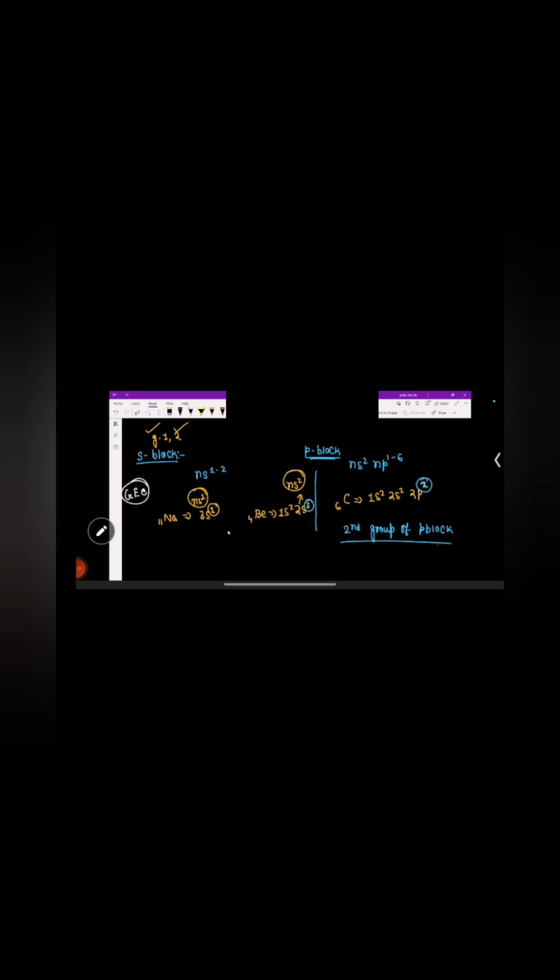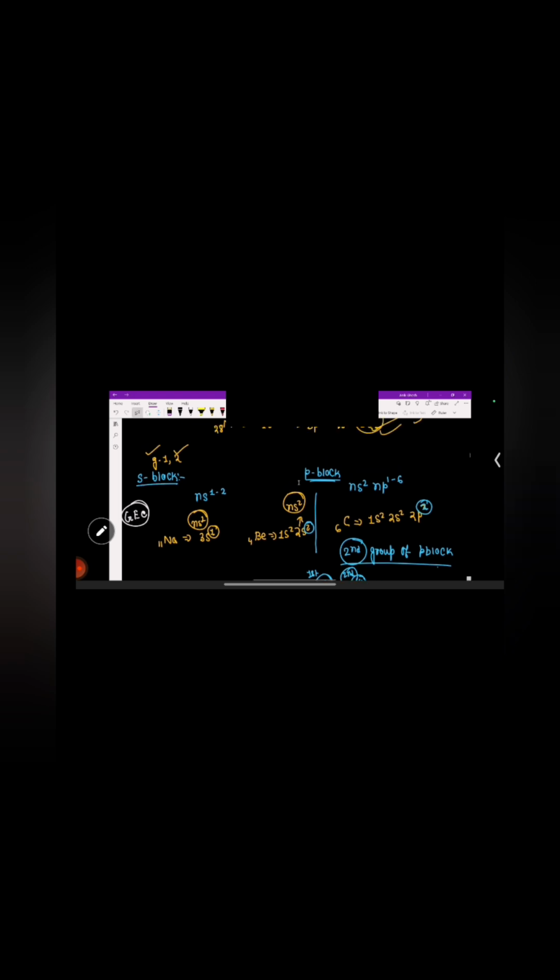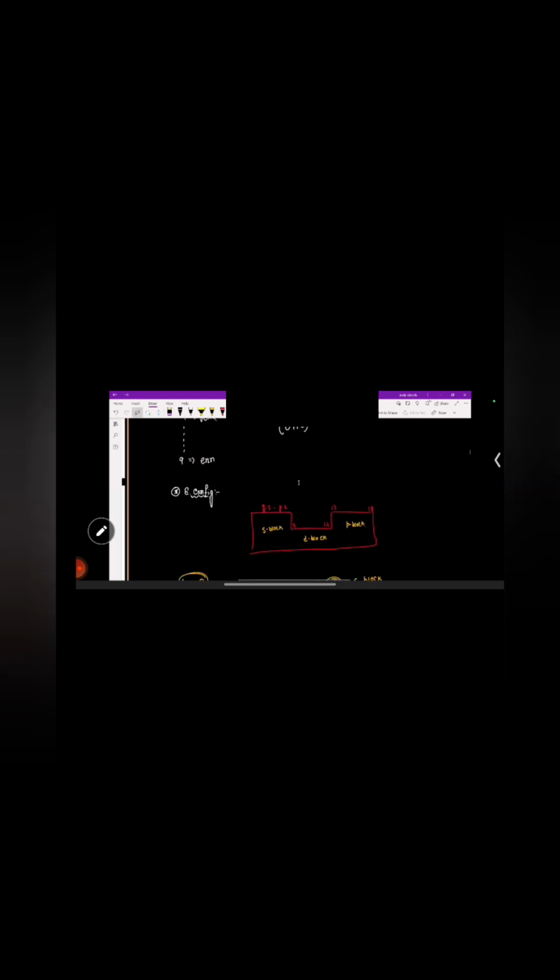Okay, now p block starts from where? P block starts from 13, actually. 3 to 12 is your d block element. P block starts from 13. So where is carbon then? Carbon is the second group of p block. So 13 is the first group, 14 is the second group. So carbon is in group 14. So that means if I try to find out where carbon is, all I have to do is search in group 14 of p block.